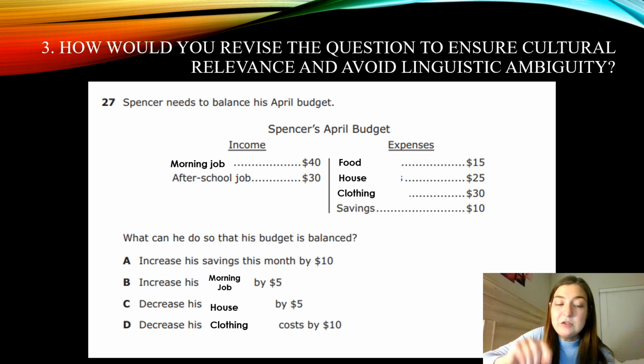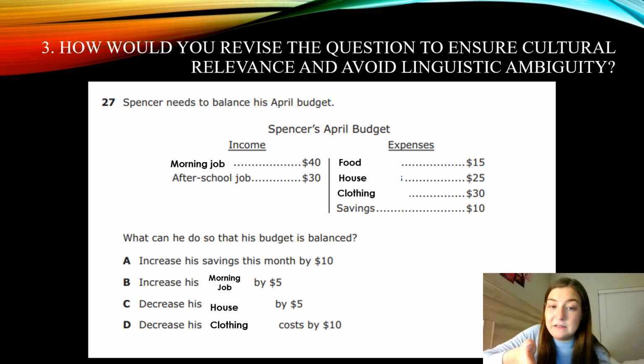I also adjusted the answer choices to reflect the new expenses. And I strategically placed clothing in answer D because that's the correct answer to this question, which would be decrease his, it was originally entertainment, cost by $10. And I chose to put clothing there because it just makes the most sense that that would be the part of the budget that would have to give.